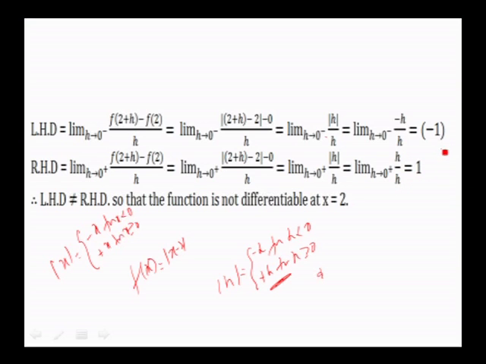So here the left hand derivative is not equal to the right hand derivative. Therefore f(x) is not differentiable at x equals 2.